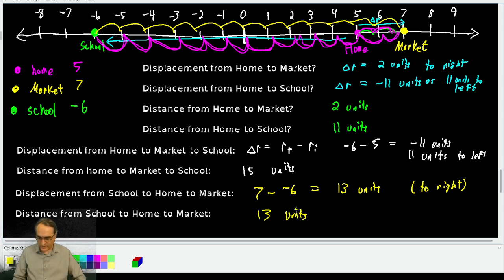So notice if there's no change in direction, the distance and the displacement are the same thing. If the motion has a change in direction, the distance and displacement are no longer the same.